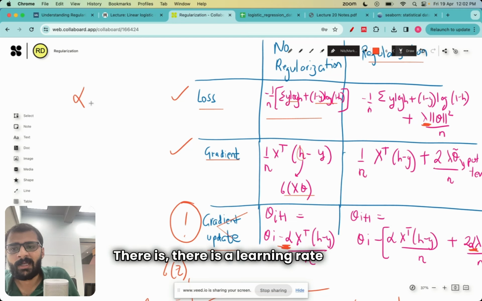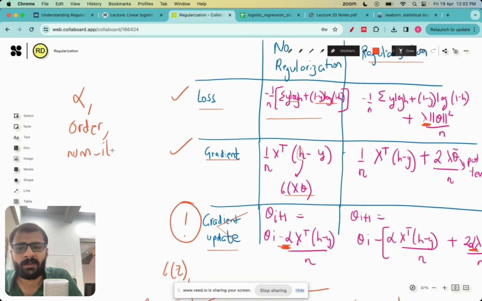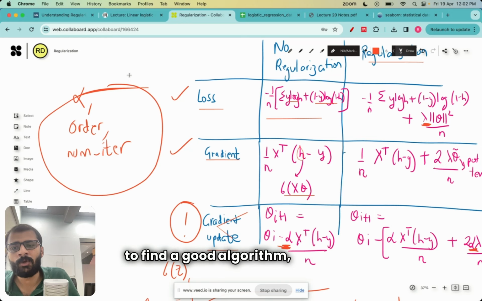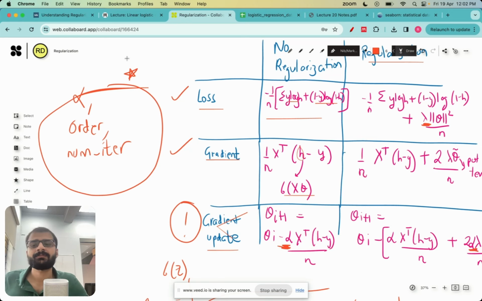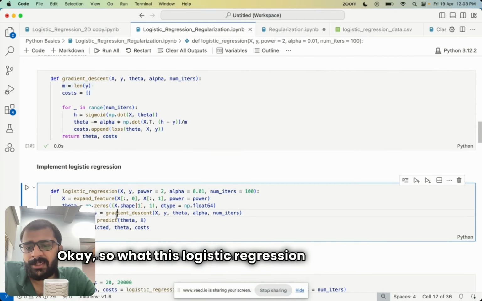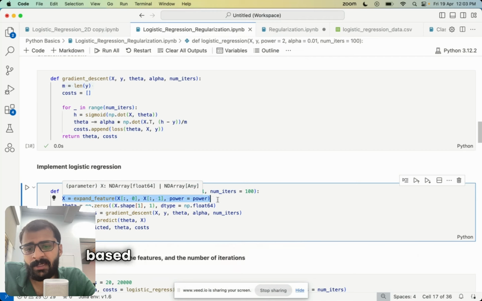There is the learning rate alpha, there is the order of the features, and then there is the number of iterations. And we can vary all of this to find a good algorithm basically. Okay, so what this logistic regression does is that when it receives the data set, it first expands the features based on the order which we have defined.